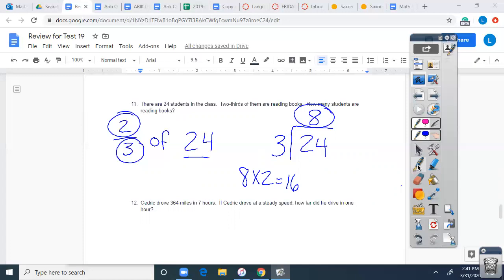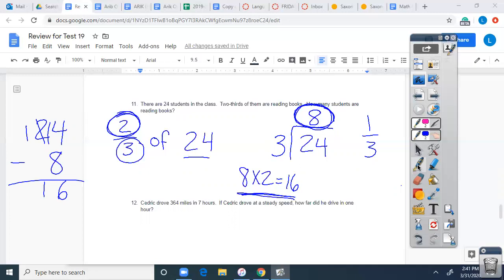Or when you get 8, you could say, all right, we have 24 students, and 8 of them, we found 1/3. So 2/3 are reading books. That means 1/3 are not reading books. And 8 is the same as 1/3. So if 1/3 are not reading books, I'm going to subtract that from the total amount in the class, and I'm going to get how much 2/3 is, which is 16. Okay? Personally, I think it's easier just to multiply it by the 2 up there. I would do it this way, but both of those ways are correct.